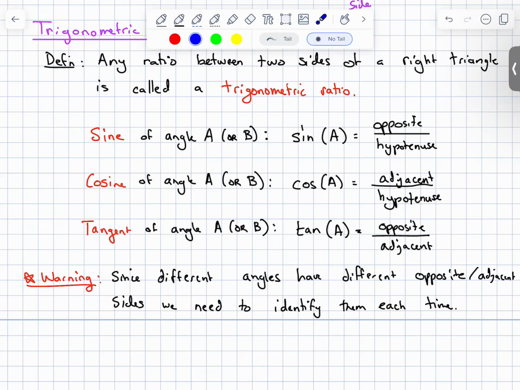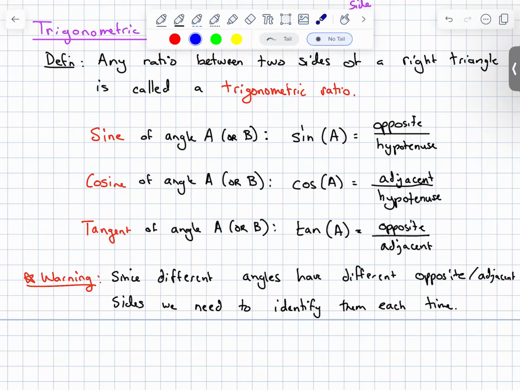But as we saw in that picture, depending on whether you're angle A or angle B, your adjacent and your opposite flip. So when you're starting out, always make sure you identify them, and then use the formula. Once you do this enough, you start to just know, you don't need to identify it each time. But as you're starting out, it's not a bad idea.